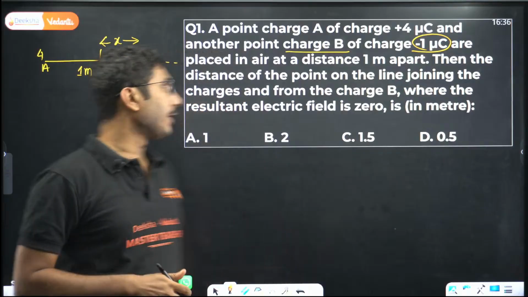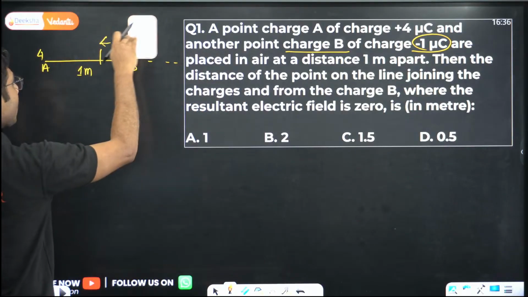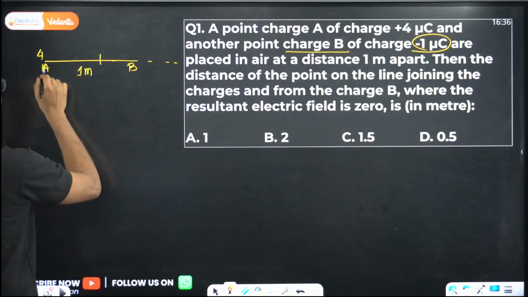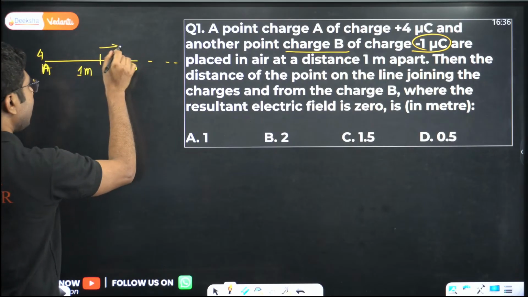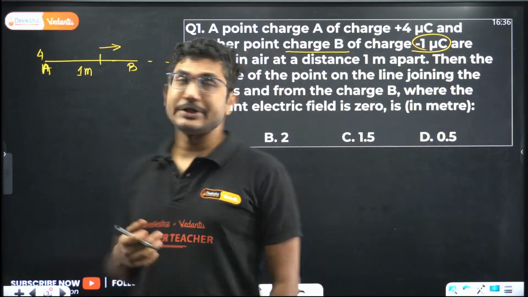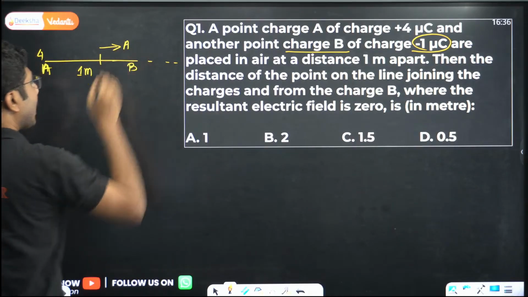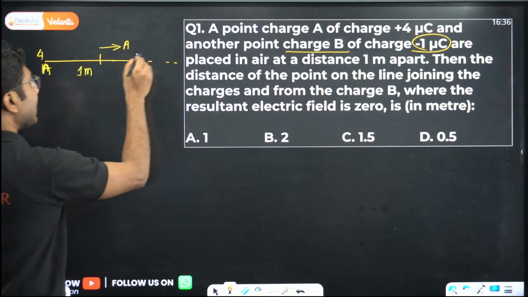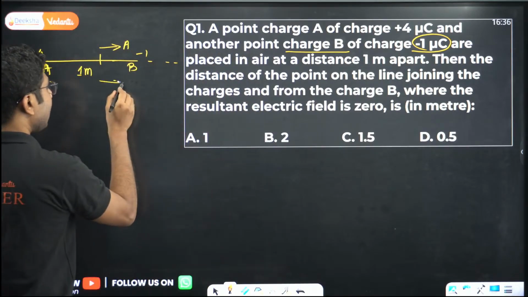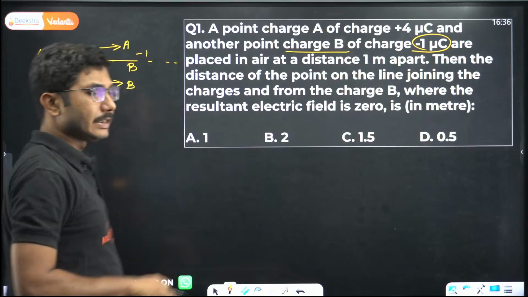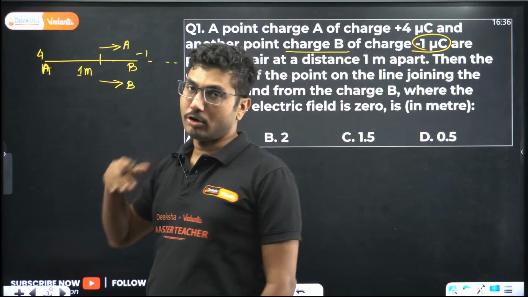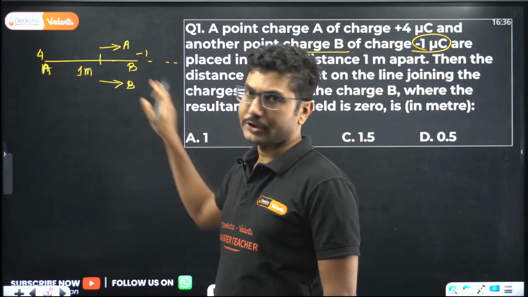If you consider a point between these 2 points A and B, what will be the electric field due to A? Electric field due to A will be away, since for a positive charge, electric field is always away from it. What will be the electric field due to B? B is the negative charge, so the electric field is always towards it. That means the electric field due to B will be towards the negative charge. So in no condition will there be a null point or a 0 electric field between these two charges. Very important point to remember.